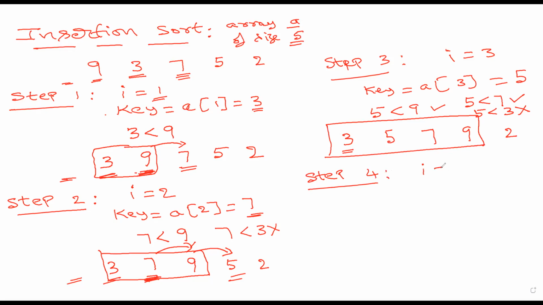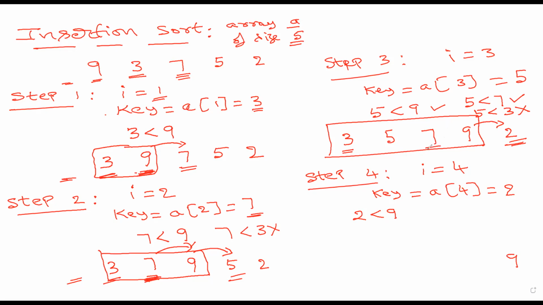So i is equal to 4 we are considering. That is key is equal to a of 4. So at the fourth position, what is the element there? 2. Now our key element is 2. So we have to start our comparison with the previous elements. What is our key value? 2. 2 is less than 9. Good. What do we have to do? That is satisfied. We have to shift 9 one position right.